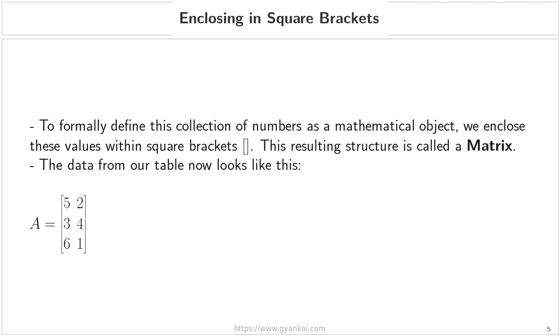We denote this matrix as capital A, which equals a square bracket containing 3 rows of numbers. In the first row, we have 5 and 2, in the second row, we have 3 and 4, and in the third row, we have 6 and 1.